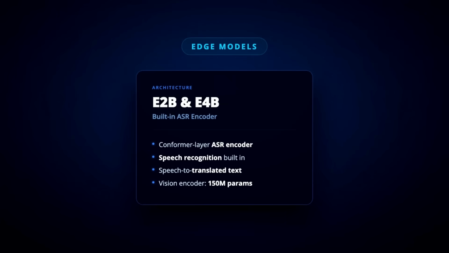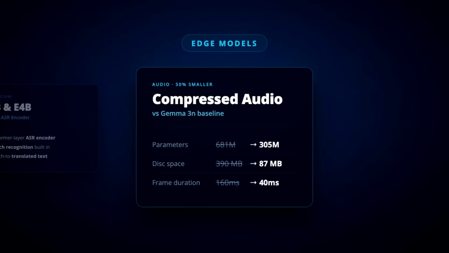model and on device. Now, interestingly, the audio encoder here has been massively compressed compared to the Gemma 3N model. It's 50% smaller, coming down from 681 million parameters down to 305 million parameters, which means that not only have you got a reduction in the number of parameters, the disk space required is now way smaller, going down from 390 megabytes down to 87 megabytes. And interestingly, it seems that they've changed the frame duration here from 160 milliseconds down to 40 milliseconds, which means we should get something that's much more responsive for transcription.